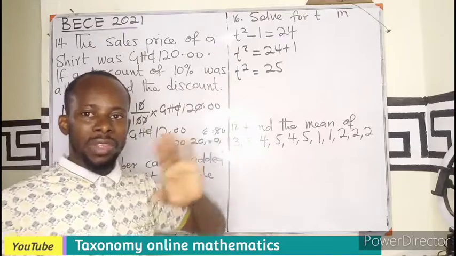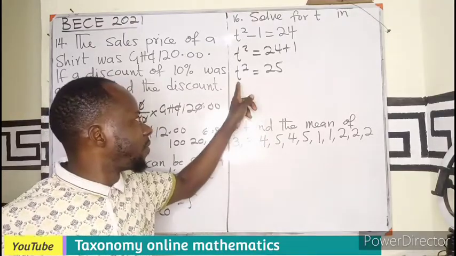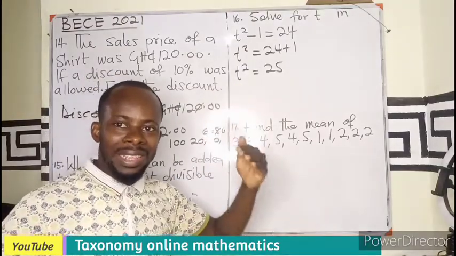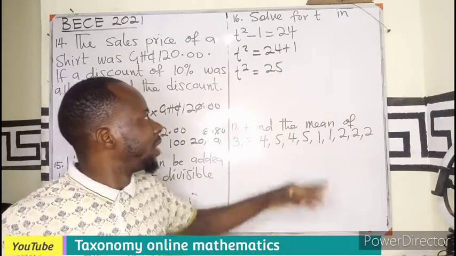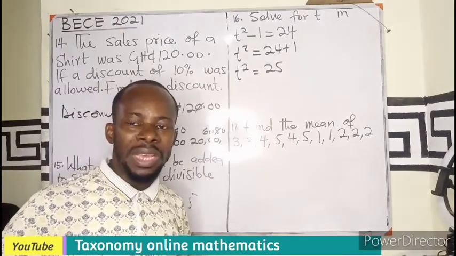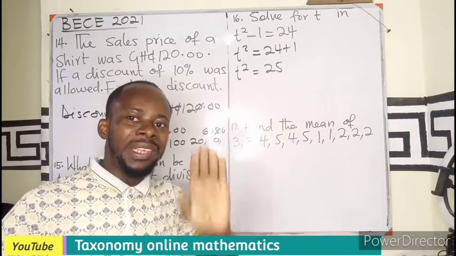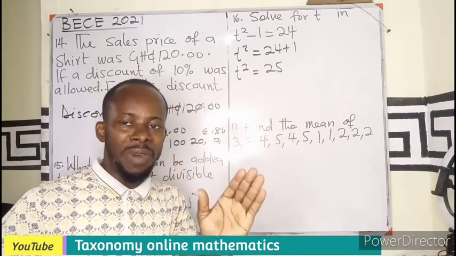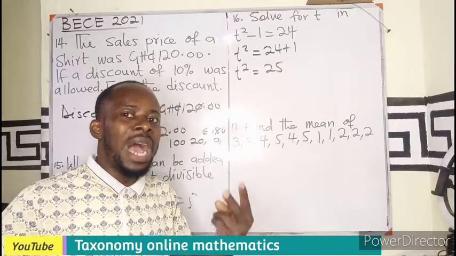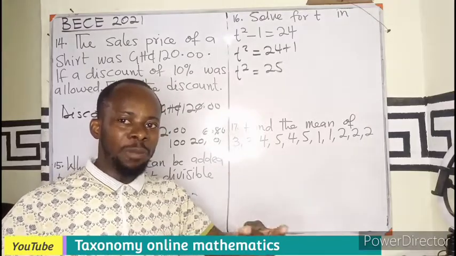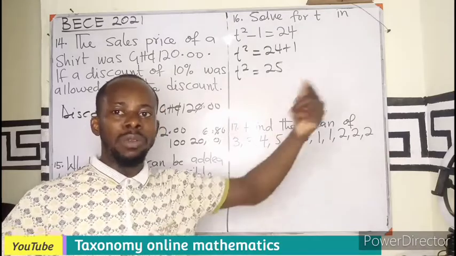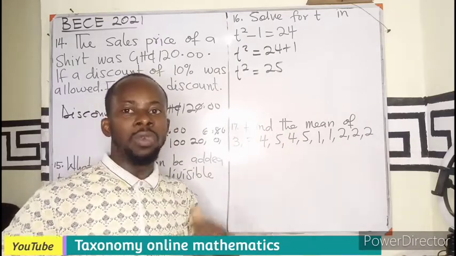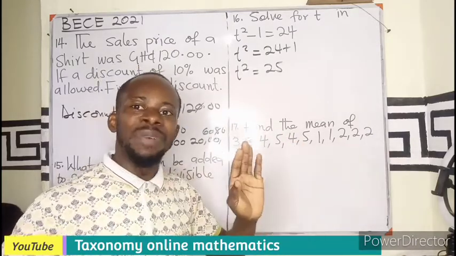Now there are two ways of getting this answer. You ask yourself, t squared is what? t times t, t multiplying itself. Then if t multiplying itself equals 25, it means 25 also has a number that will be multiplying itself. That is 5 times 5. So the first t will equal 5 and the second t will also equal 5, meaning t is just 5.